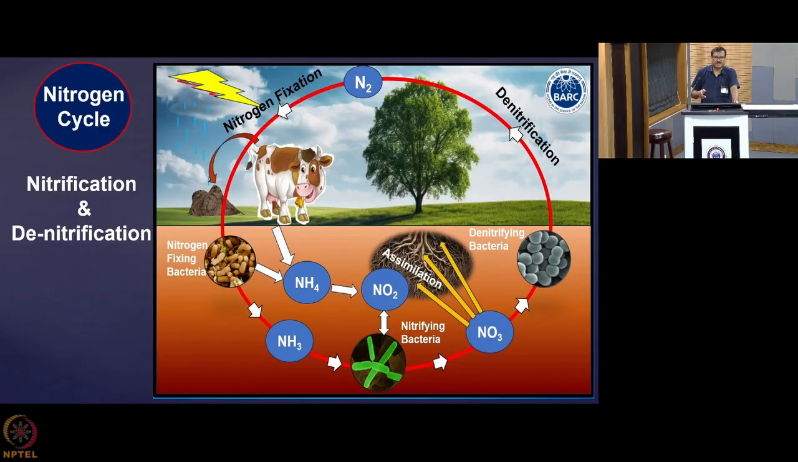So, the nitrogen cycle you already know from your school level syllabus, that there are nitrification and denitrification. There are nitrifying bacteria, denitrifying bacteria. So, nitrifying bacteria help them to assimilate the nitrate through the roots, whereas the denitrifying bacteria release the nitrate in the form of nitrogen to the atmosphere. So, this cycle continues and the plants survive.